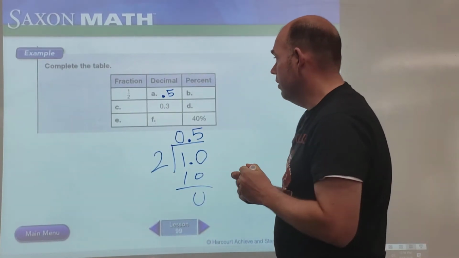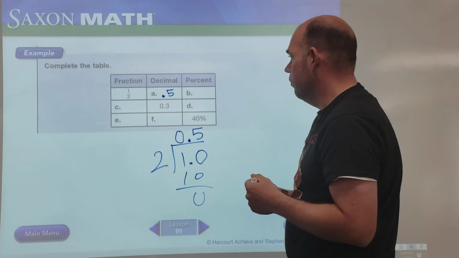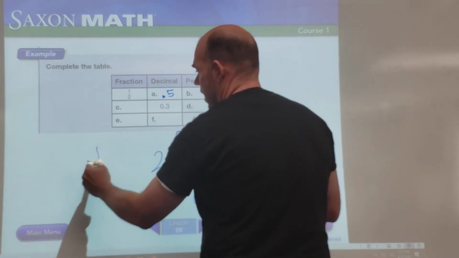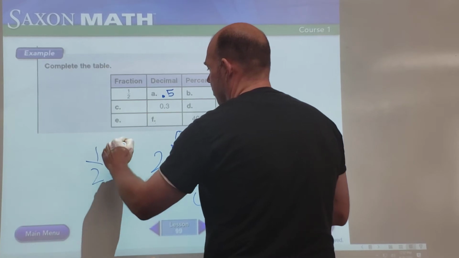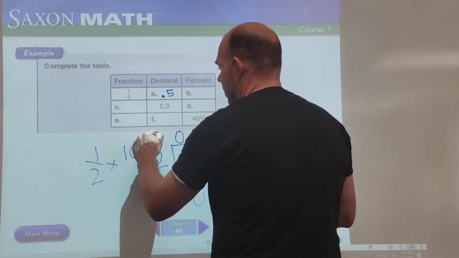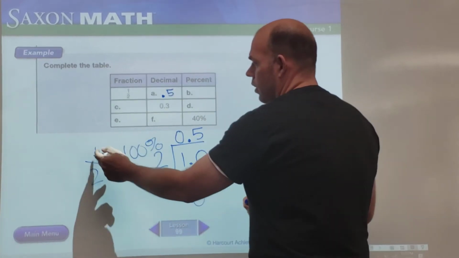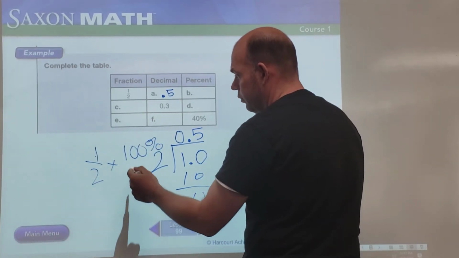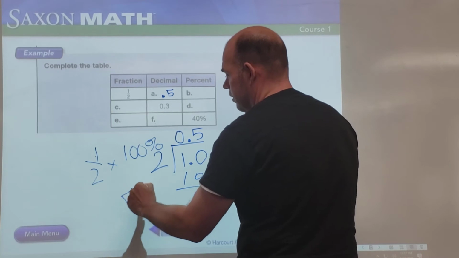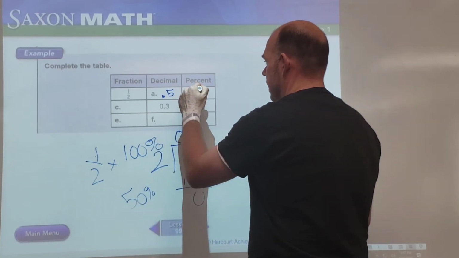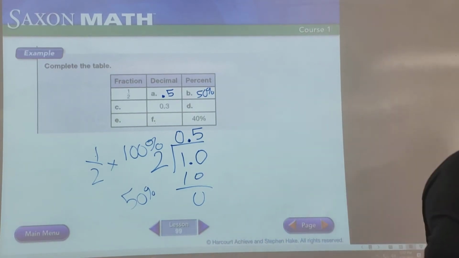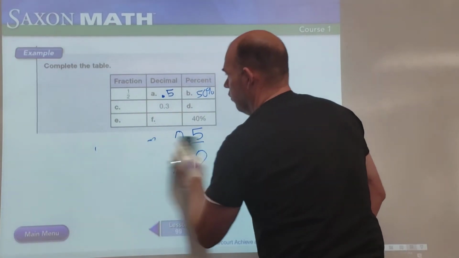Now if we want to take 1/2 and turn that into a percent, we can just take that same 1/2 and multiply it by 100%. 1 times 100 is 100, divided by 2 equals 50%. So then we can add that to the table, 50%. All right, so not too tricky on that first one.